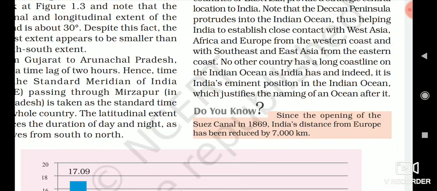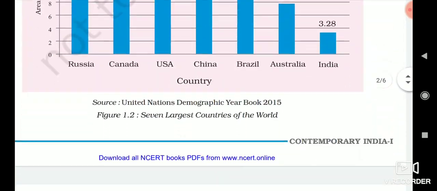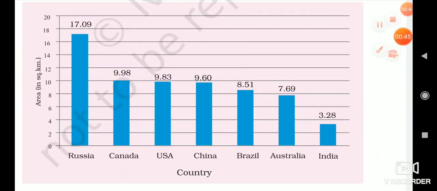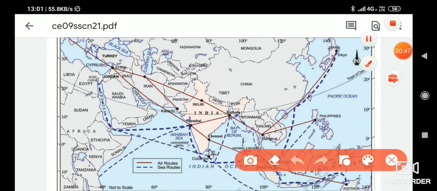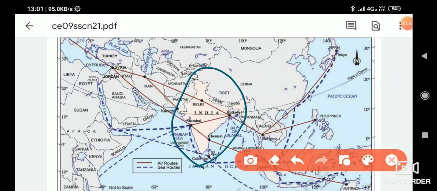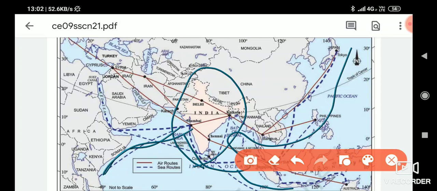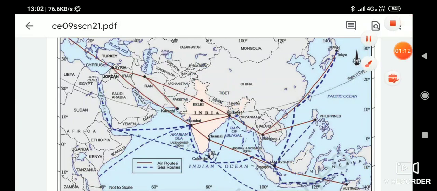To understand all these things, let's go to the map. Now look, India is playing a very central part, right? And you can see the maritime trade. India is connecting Africa throughout the eastern part of Asia. To explain this in a more effective way, let's go to the globe.